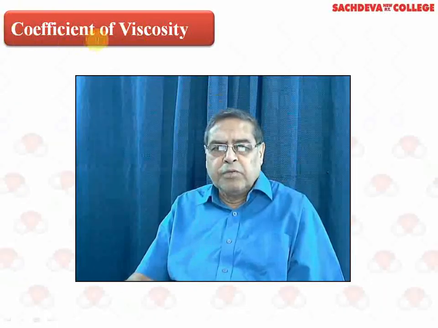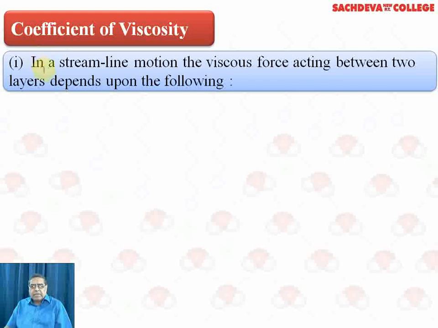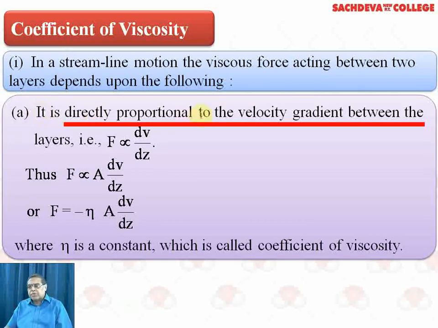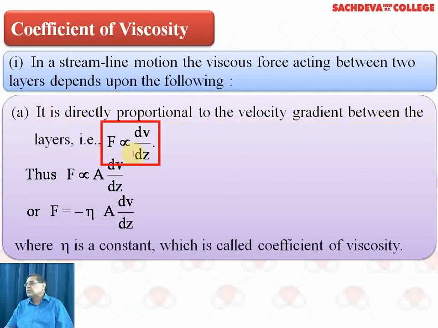Now we come towards the coefficient of viscosity. In the streamline motion, the viscous forces acting between the two layers depend upon the following factors. So in the streamline motion, the viscous force between the two layers is directly proportional to the velocity gradient between the layers, that is F is proportional to dV by dz, that is, the derivative of velocity with respect to z.